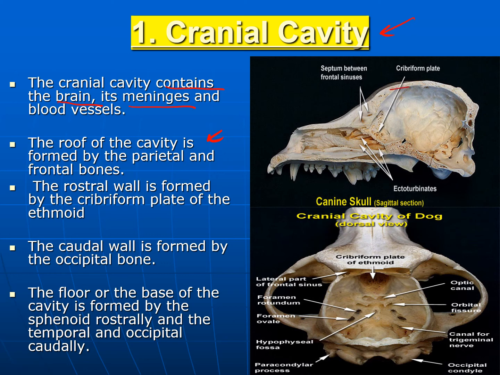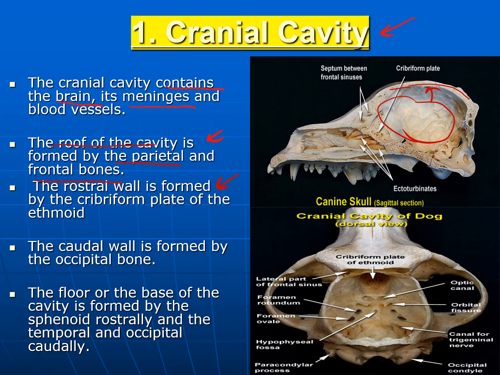Usually the roof found at this area here, we call it the calvaria, and it's formed rostrally from the frontal and then the parietal bone. We can see here this is the area of the cranial cavity. At this area here, this is the space. At the roof of this cavity, we have the parietal and the frontal bone.